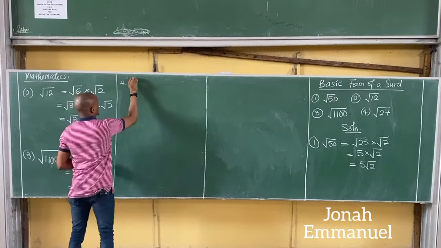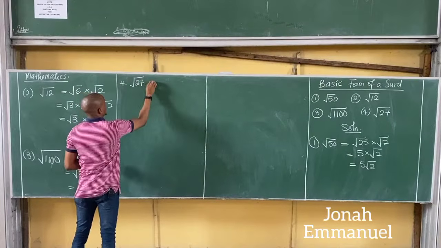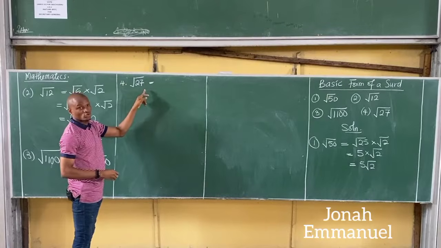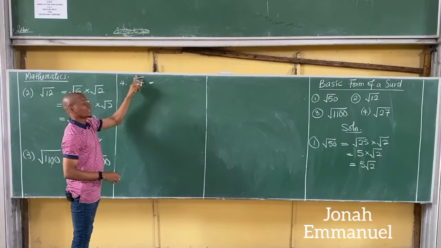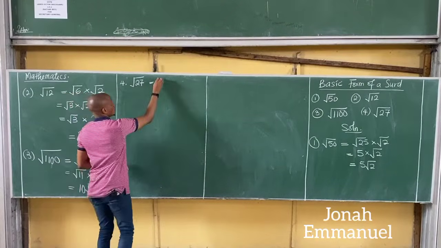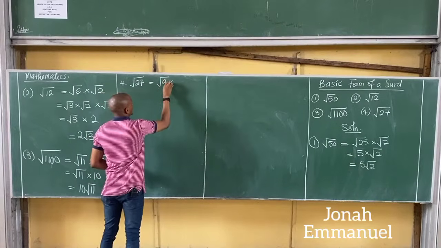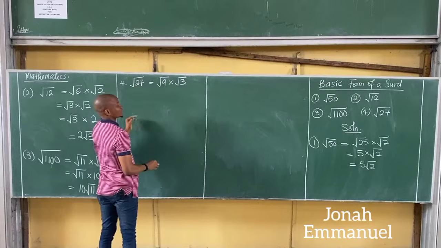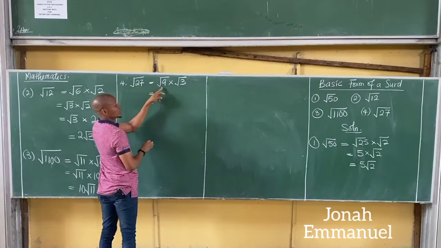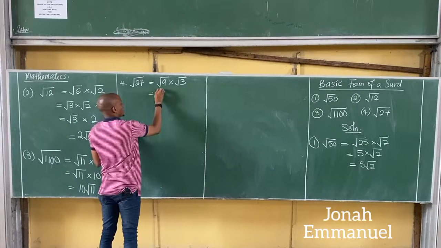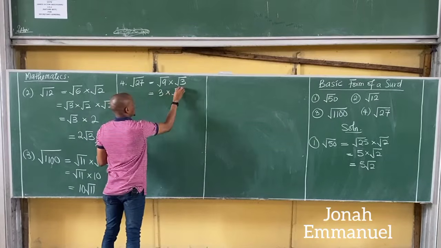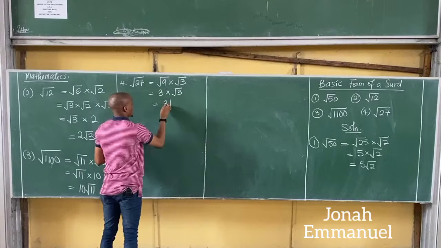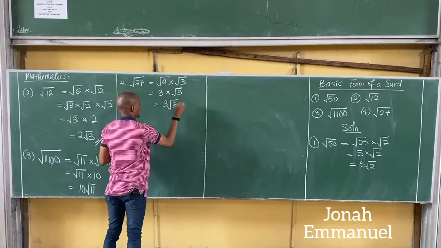I have root 27. Root 27, of course, 2 cannot divide this. So we use 3 instead. If 3 divides 27, I have 9. So it becomes root 9 times root 3. Of course, 9 times 3 gives 27. But root 9 is not a surd, because root 9 gives you what there? 3. So it's 3 times root 3. Multiply this. 3 times root 3 gives you what there? 3 root 3. And that's the answer.